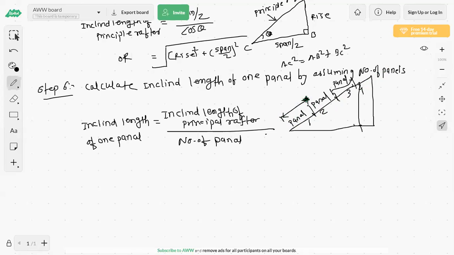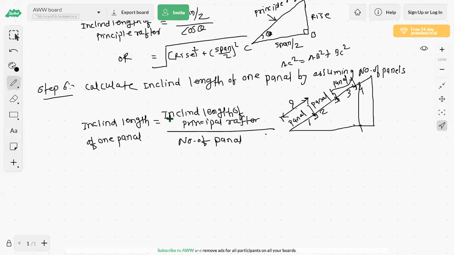Are you getting it? So we will get the length of one panel. What is a panel? Here we are going to place purlins under this. So this is the one panel. If we assume 4 purlins will be there, and if we divide by this assumed number here, then we will get the length of one panel.